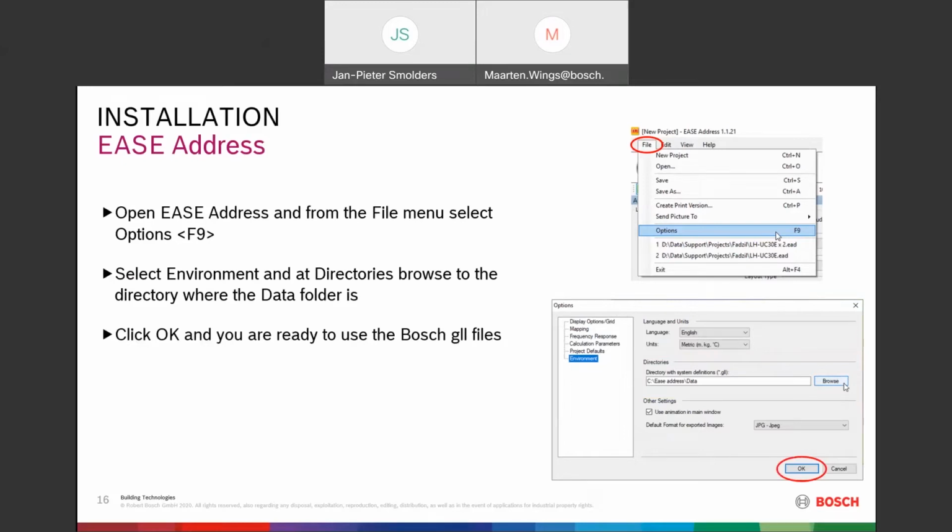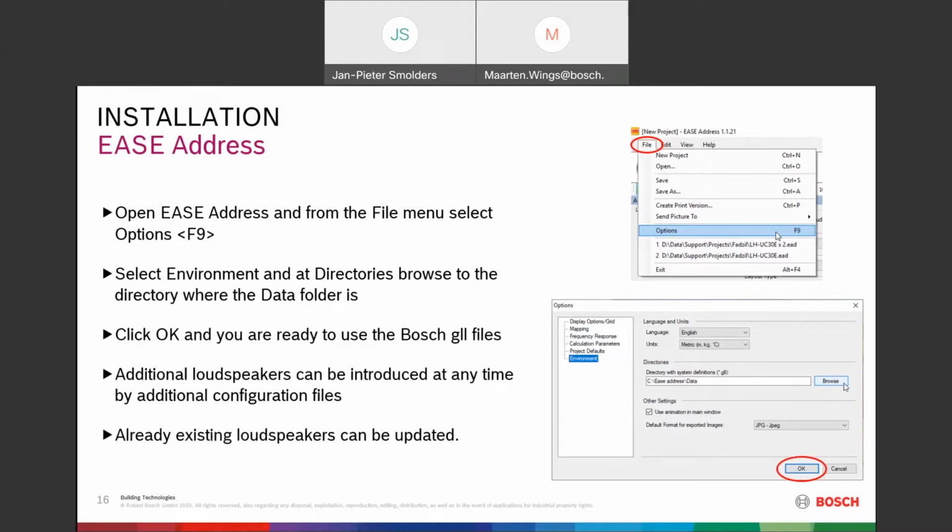As soon as you have done that, you're able to use all the Bosch GLL files you have downloaded. And later on, if there are new GLL files available or there's an update of a GLL file, you can of course always add them to that folder.